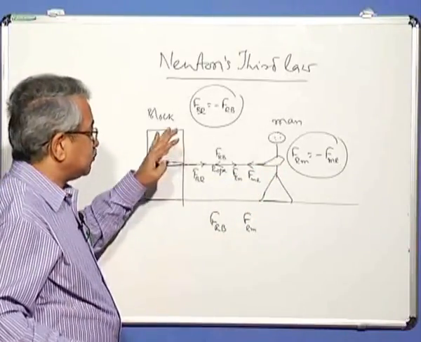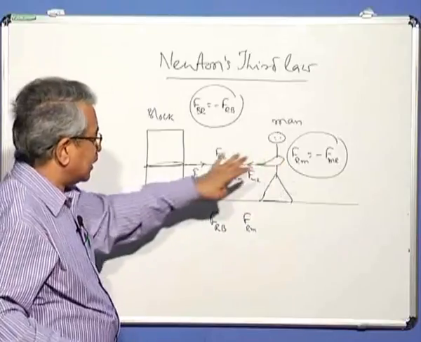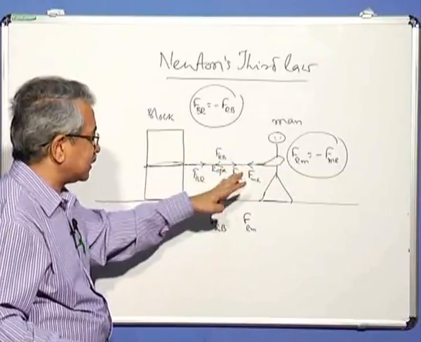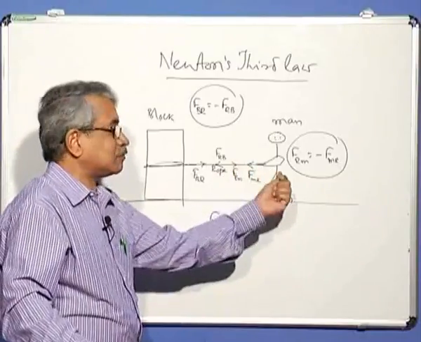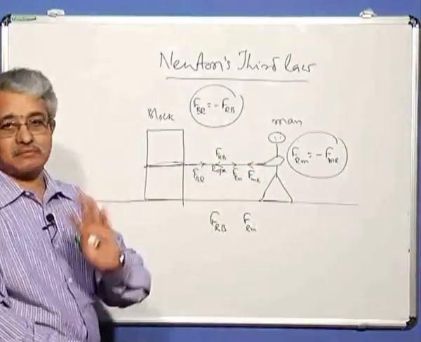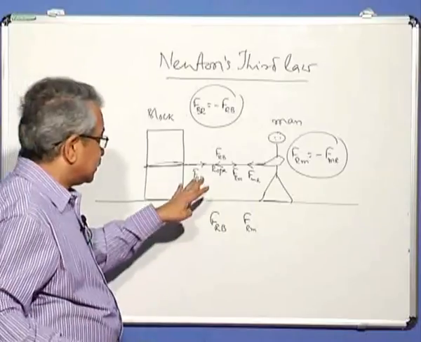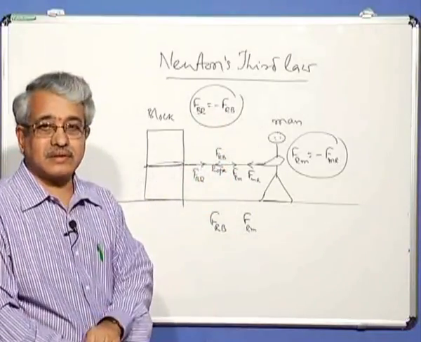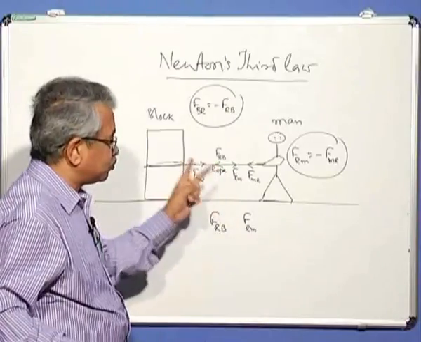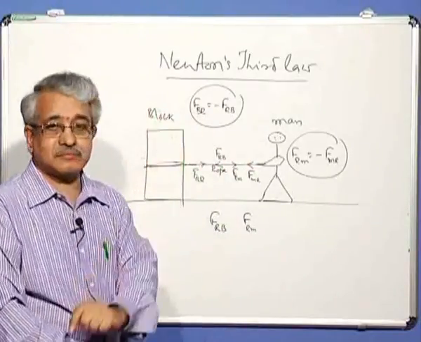So you must understand, even though they all appear to be in the same direction like that, because only one thing is taking place essentially, man is pulling the rope. All the rest is taking place because of that. Even though it is like that, there are four forces which are coming up in the picture. These four forces have two pairs, action-reaction pair.